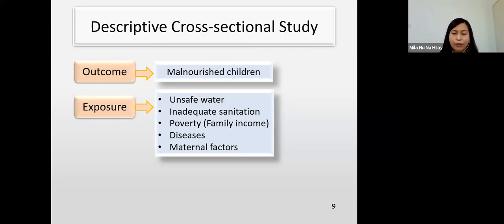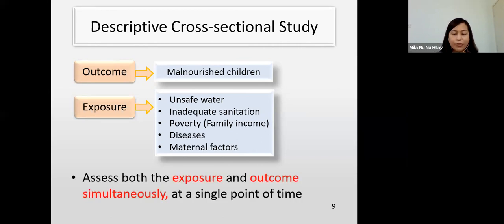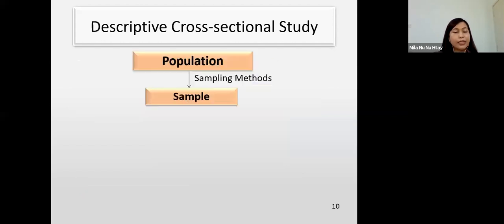How about the diseases? Do these children have any underlying diseases or congenital diseases? And maternal factors, such as low maternal literacy, the education level. So we can also collect all the exposure variables and outcome variables at the same time point. So in the cross-sectional study, we can assess both the exposure variable and the outcome variable simultaneously at a single time point, and we can investigate the prevalence of these factors.